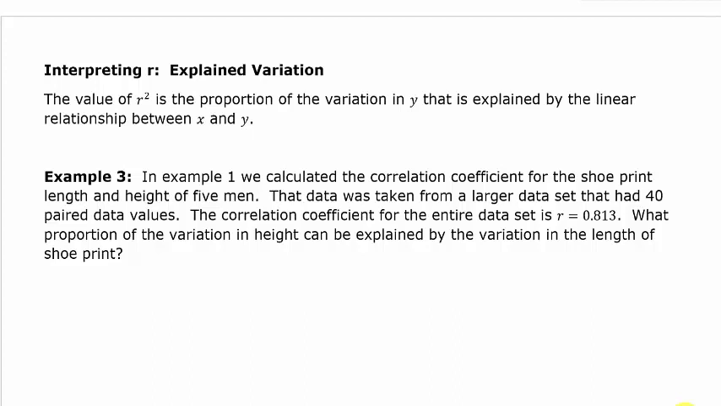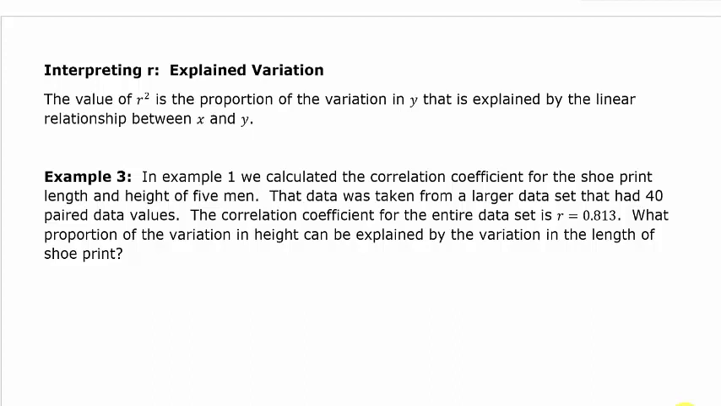In this next example we're going to look at how do we interpret R, and this is the explained variation. The value of R squared is the proportion of the variation in Y that is explained by the linear relationship between X and Y.